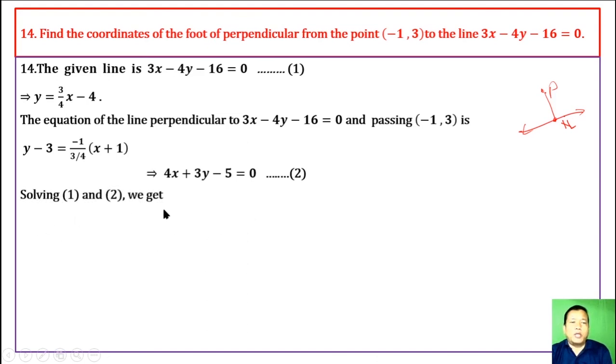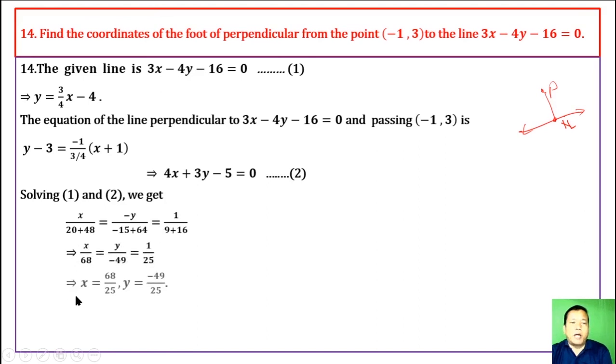Solving equations 1 and 2 by cross multiplication, we get x by this equal to minus y by this equal to 1 by this. Equating the first member with the third member, we get x equal to this, and similarly the second member with the third member, we get y equal to this. Therefore, the foot of the perpendicular is this.